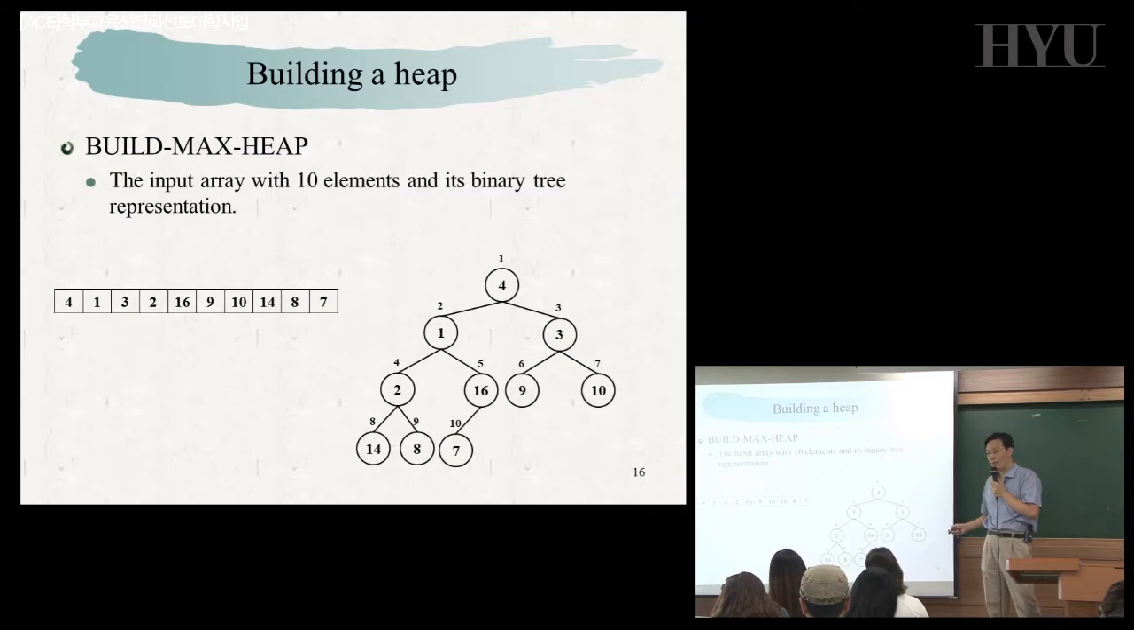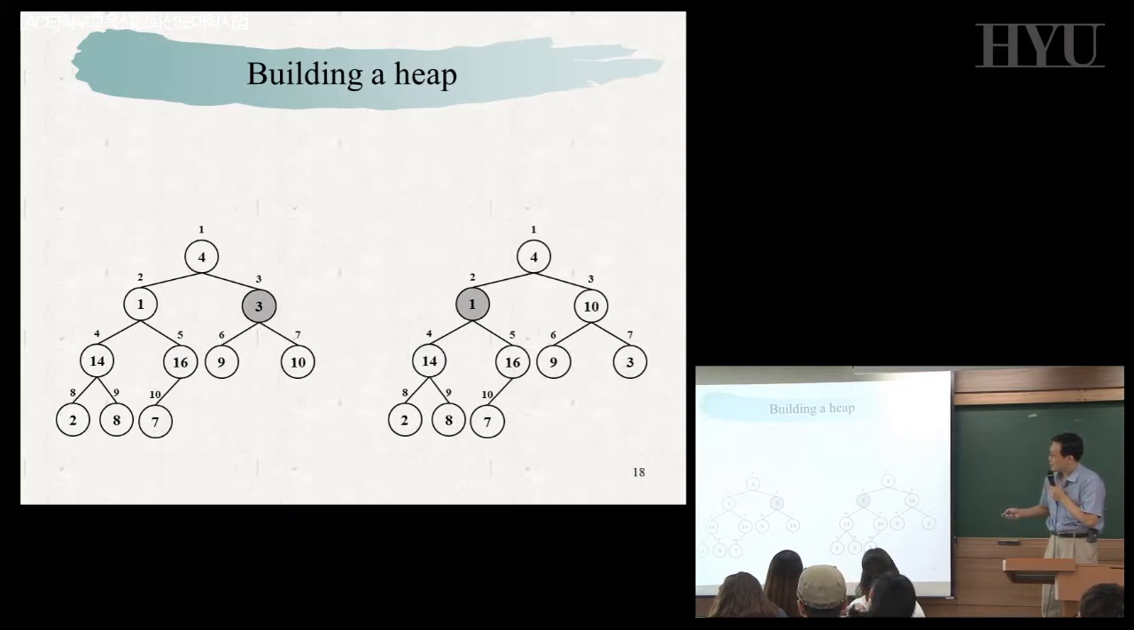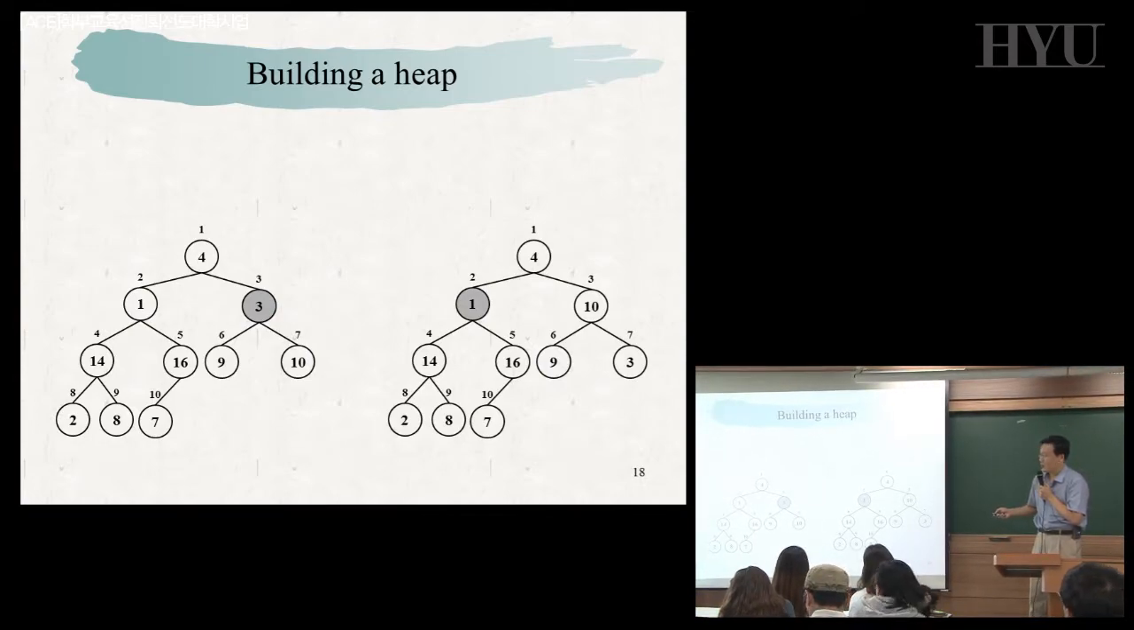Okay, 14 is promoted and 2 is demoted. So this is the result. The result is like this. 14 and 2 are exchanged.